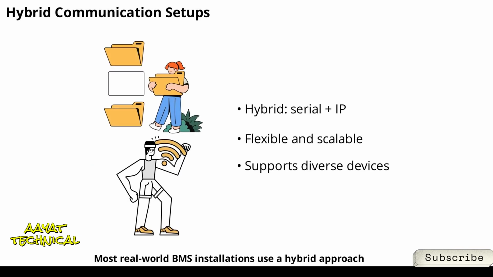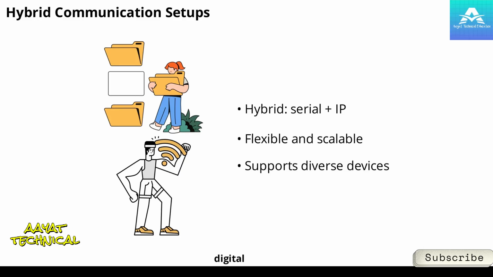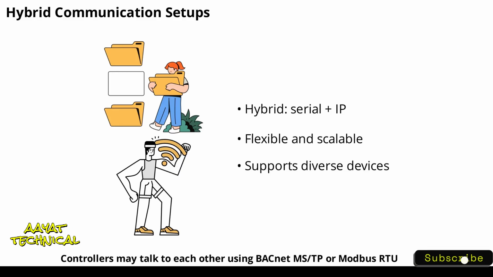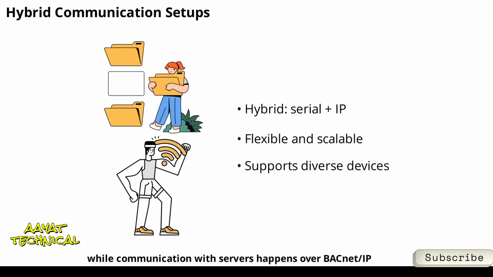Most real-world BMS installations use a hybrid approach, combining serial and IP communication. For example, sensors connect to controllers via analog, digital, or RS-485 signals. Controllers may talk to each other using BACnet MSTP or Modbus RTU, while communication with servers happens over BACnet/IP, Modbus TCP, or HTTP. Clients access the system through web interfaces or workstation software. This layered, hybrid setup allows for flexibility, cost savings, and future expansion.